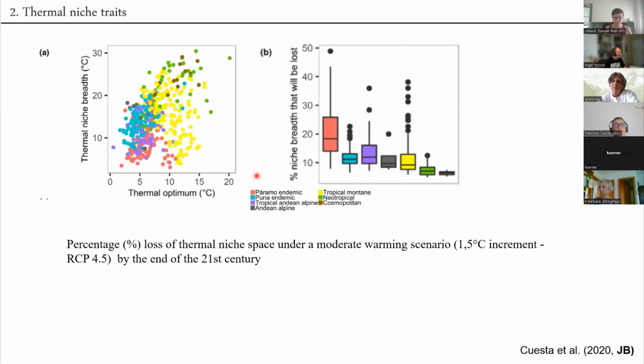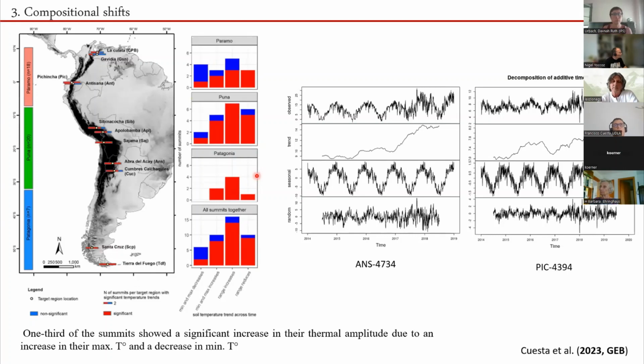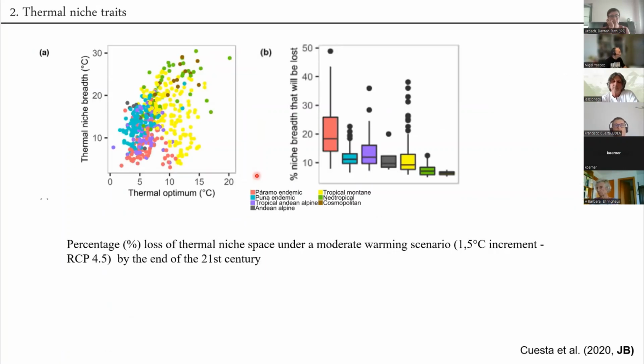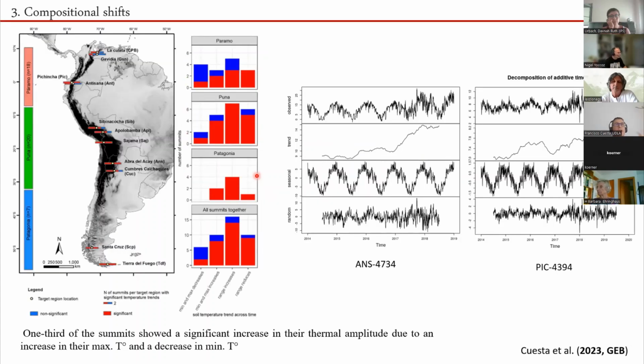So this was just a hypothesis, right? Just a model. But then over the years, when we had more censuses across these plots, we were able to see whether there's a compositional shift. In other words, whether those species that were identified as susceptible or more sensitive to climate change are actually responding to that. So first, these are just patterns of what is going on with the soil temperature over the summits, across the Andes.